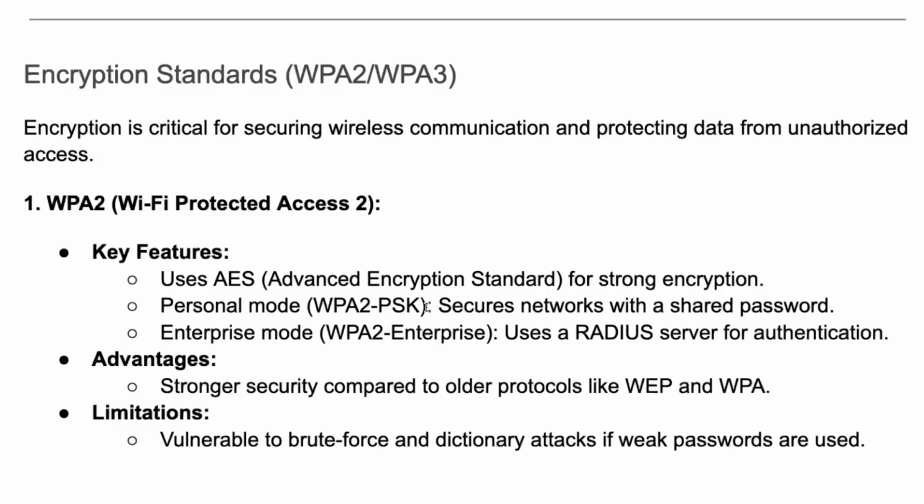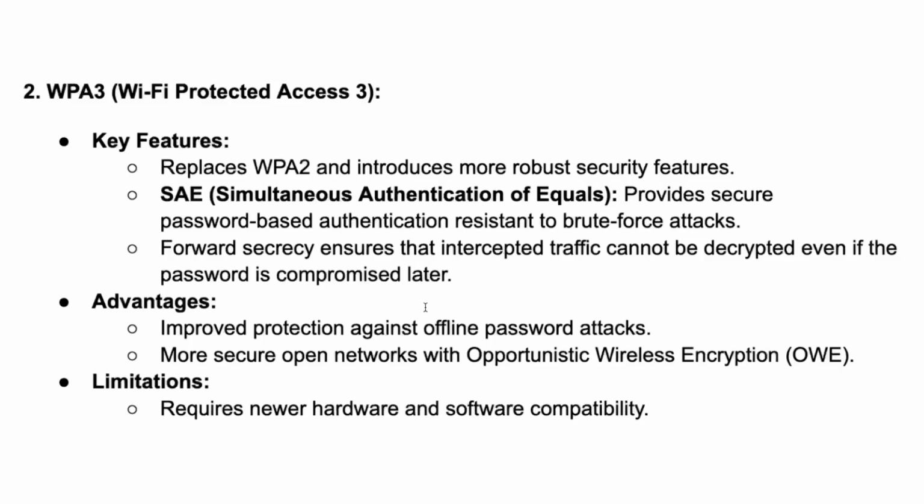So that is it for WPA2. WPA3 is the next level. It's the one that came after WPA2, very similar to how version 2 came after the very first version. So WPA3 replaces version 2 and introduces more robust security features. One of them is the SAE, which is the simultaneous authentication of equals.